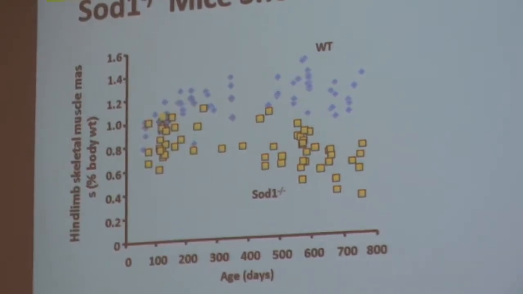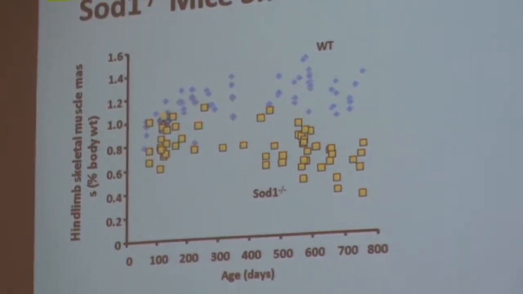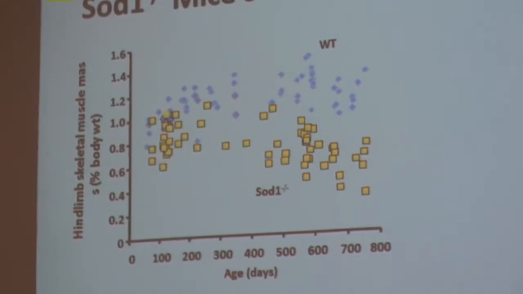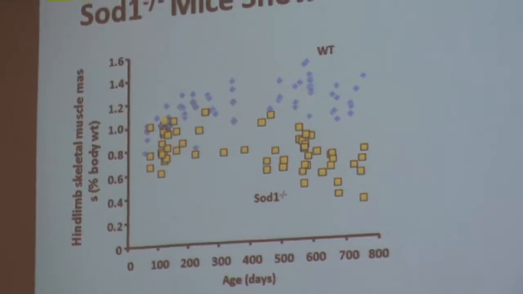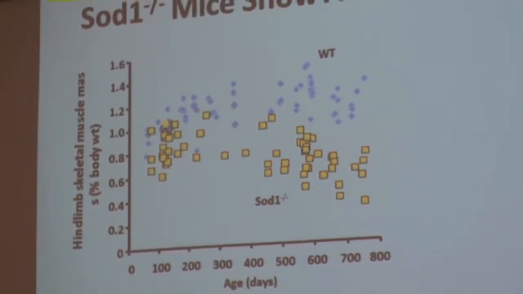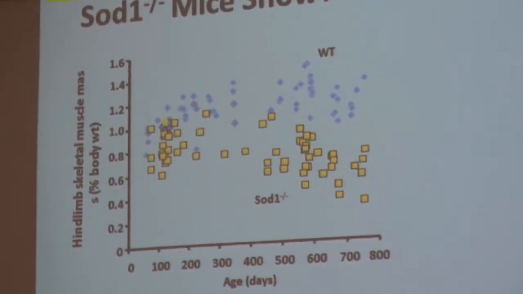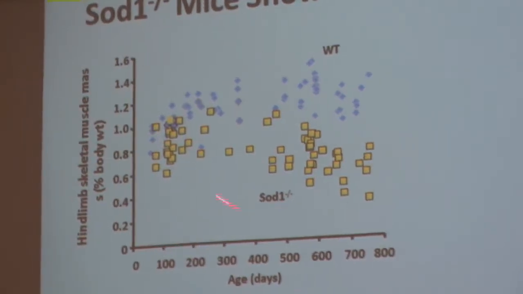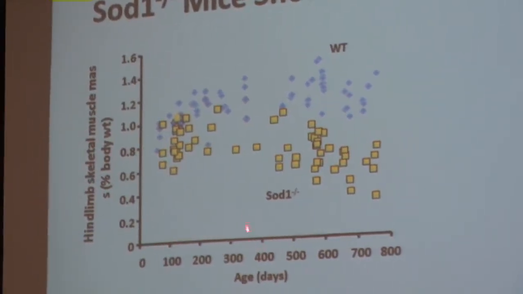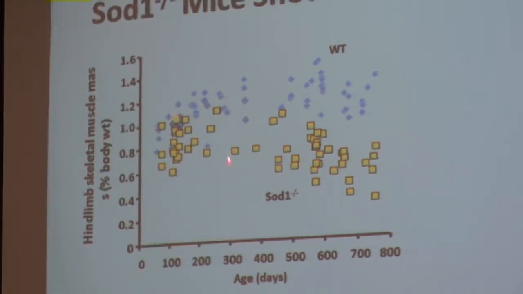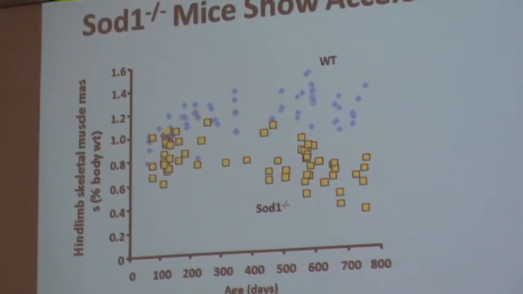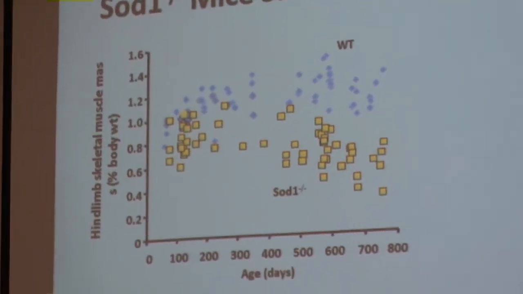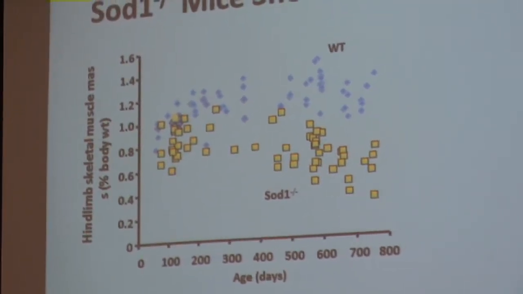So using this mouse, we can do experiments much quicker than with wild type mice. Wild type mice have muscle atrophy very late in life, normally after 30 months of age. That takes a long time. For this mouse, around a year, there is a dramatic decrease of the muscle mass. So this provides a good model for doing experiments in a relatively short time.